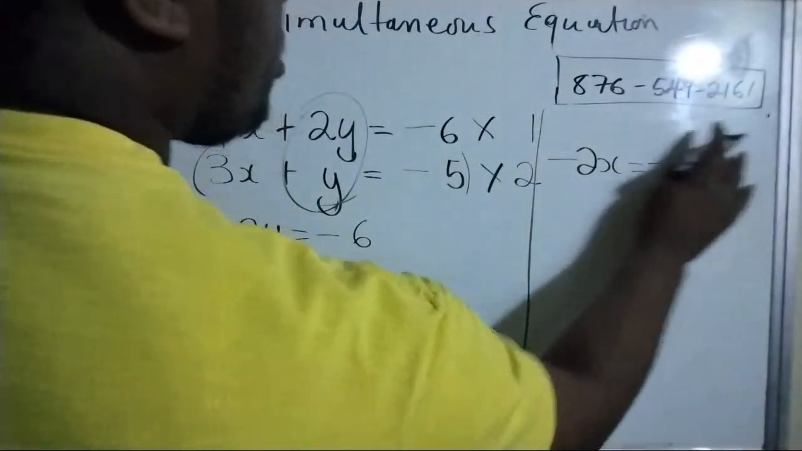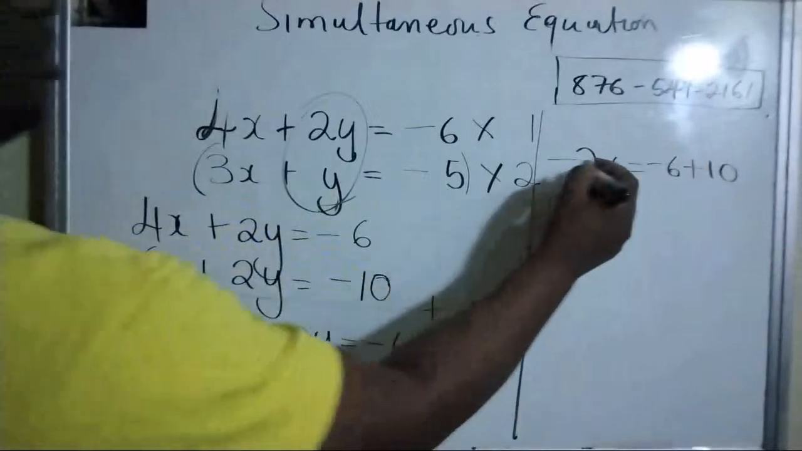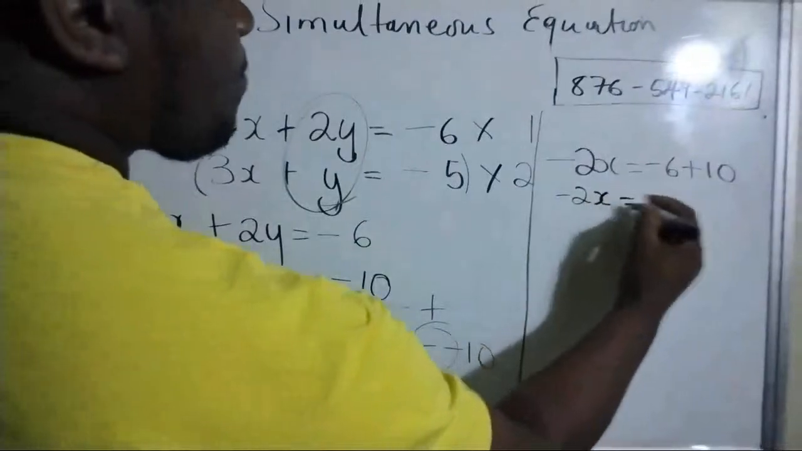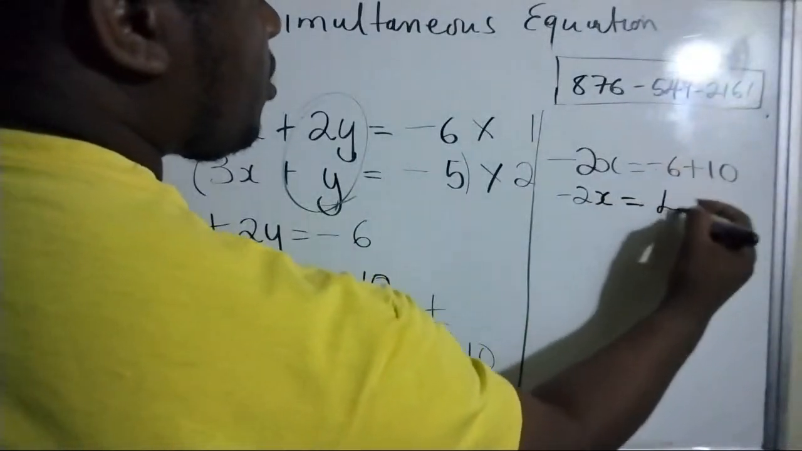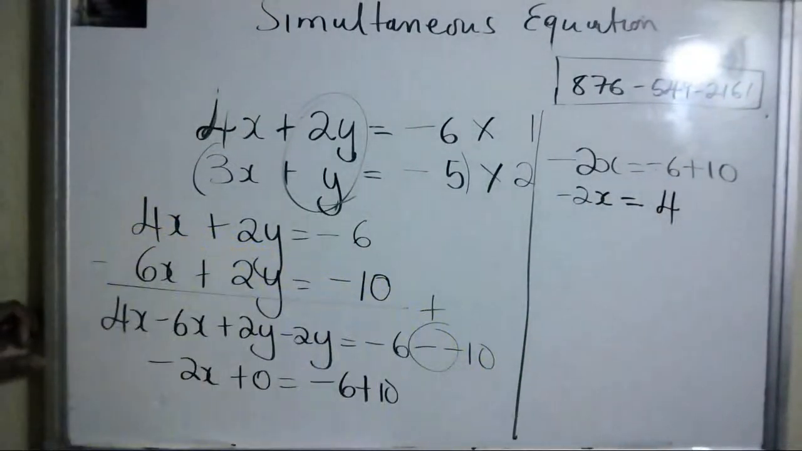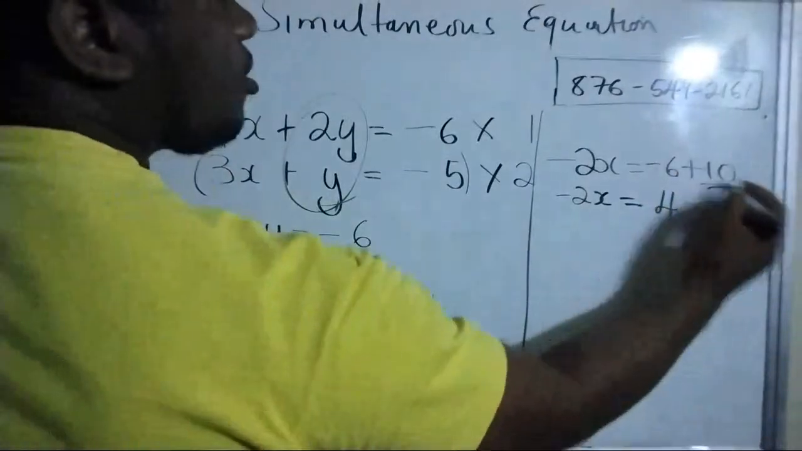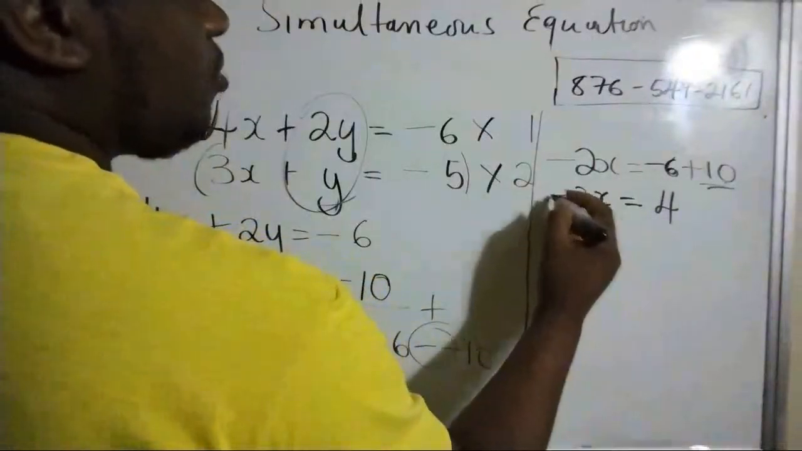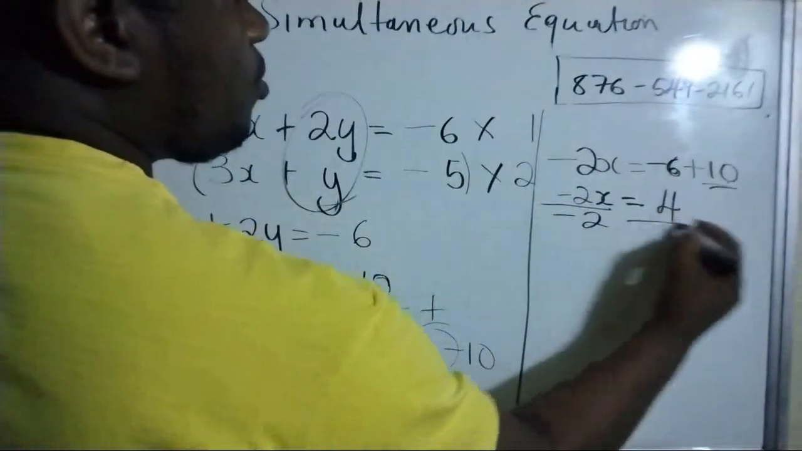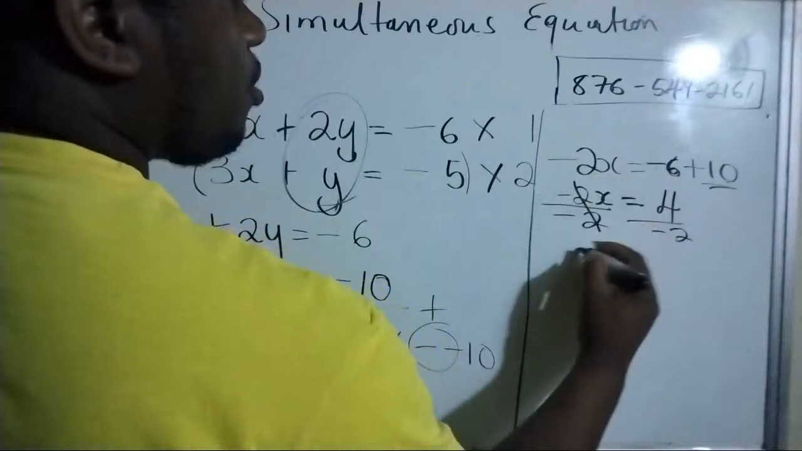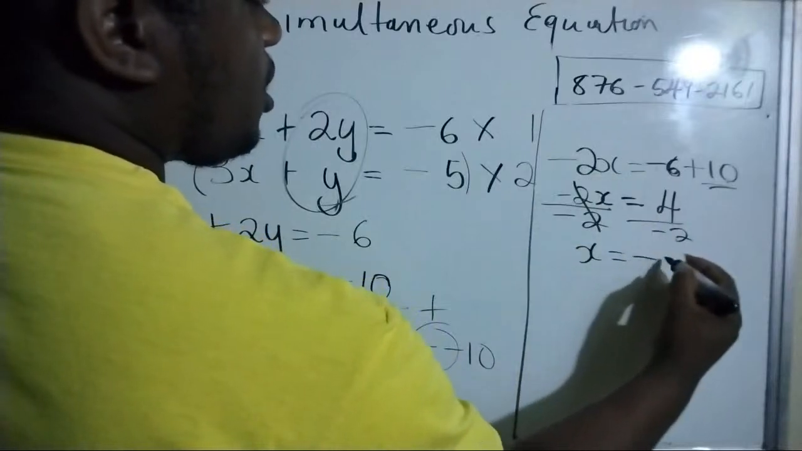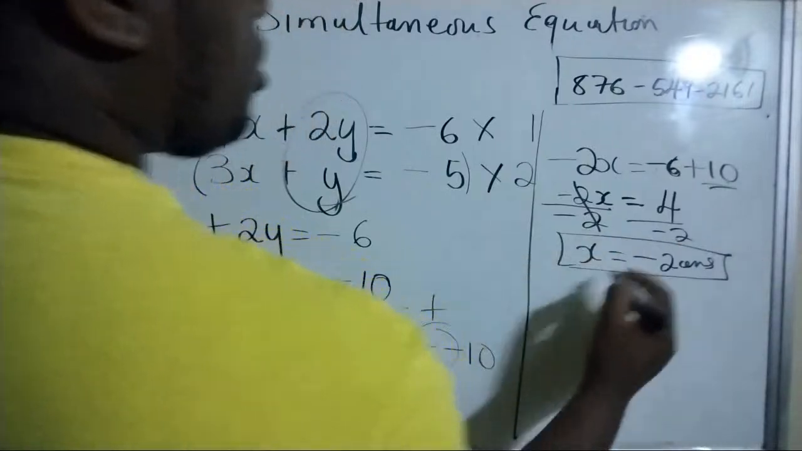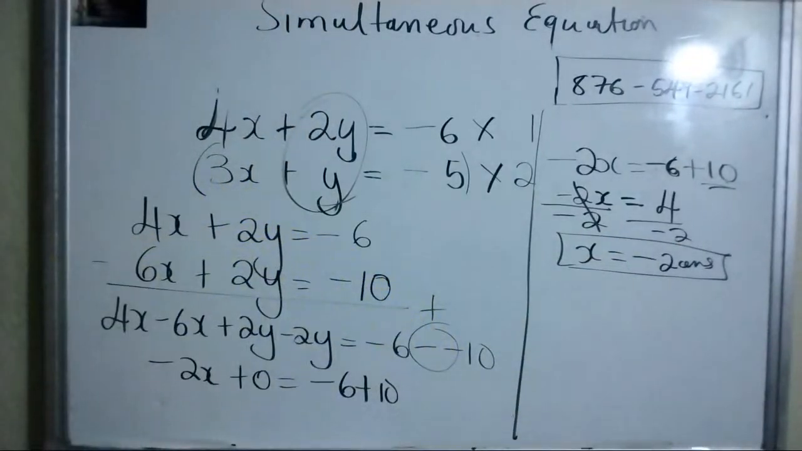I'll just rewrite it so persons can see clearly. So we have negative 2x equals negative 6 plus 10, which gives us positive 4. Remember, the 10 is bigger, so we subtract and keep the sign of the bigger one, which is positive. And then we divide by negative 2. So x is equal to negative 2. And that is probably 2 marks, depending on how CSEC sets it up.